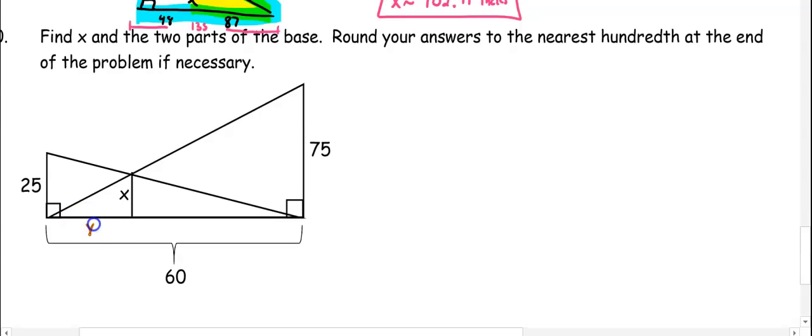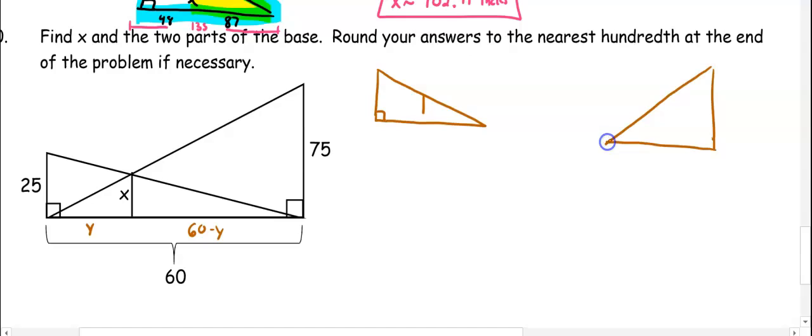So I'm going to call the first part y, which makes the second part 60 minus y. So we really have 2 problems here. We have a smaller triangle, and we have the larger triangle. So if we label each triangle, the smaller triangle, we have 25, y, 60 minus y, and x. And then in the bigger triangle, we have x, 75, y, 60 minus y.